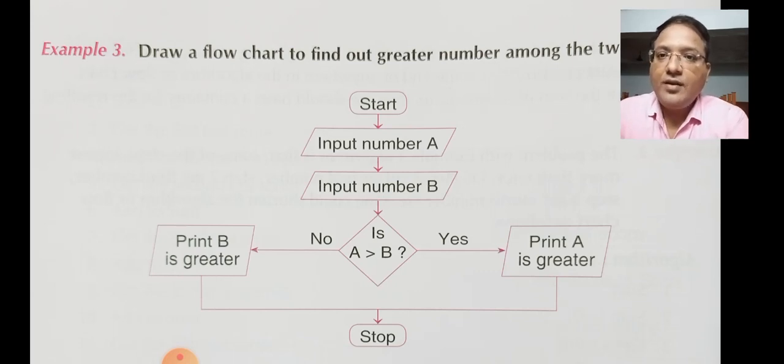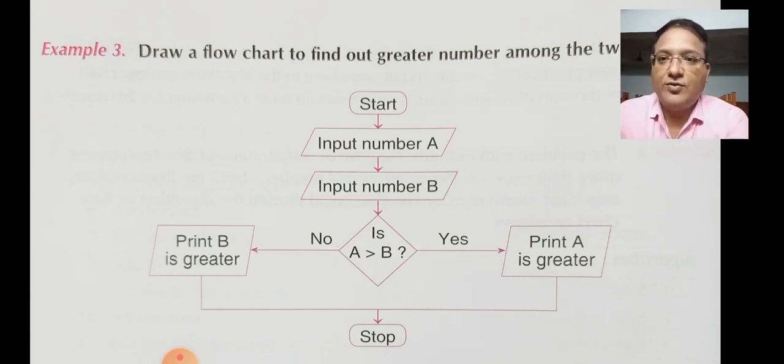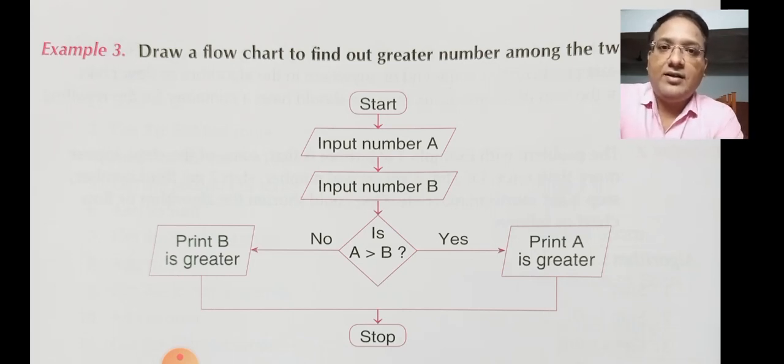So suppose I am taking two numbers, A is equal to 5, B is equal to 6. So the condition is 5 greater than 6. 5 greater than 6, is it true or false? It is false. So it will go to no. So print B is greater. And at last it stops.